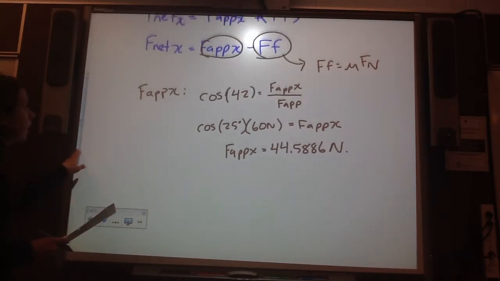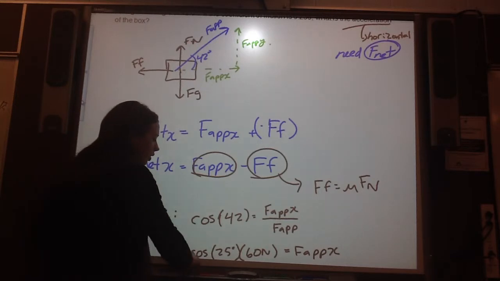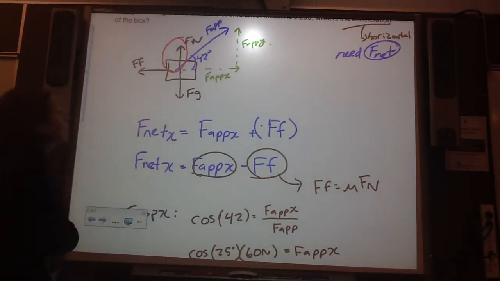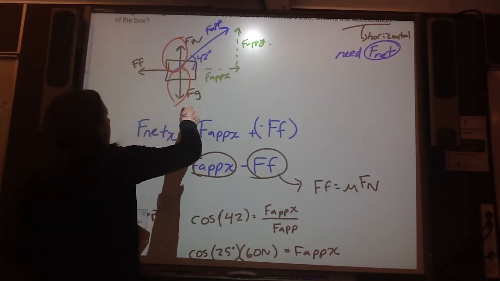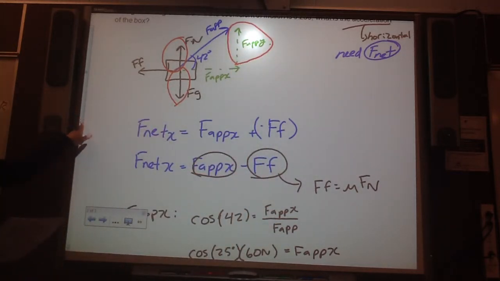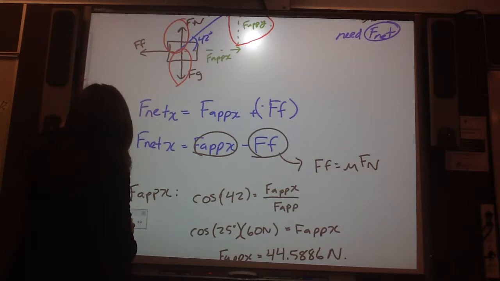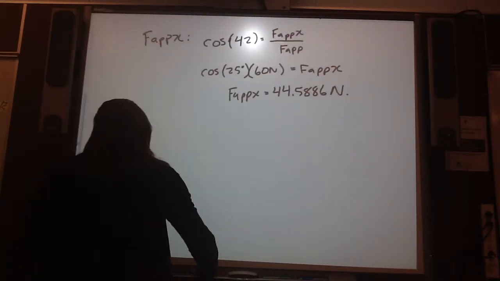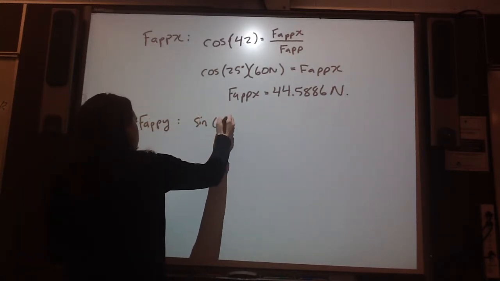So, one thing now, when we're considering our Fn, this is a vertical vector. So we need to take all of our vertical vectors into account. So our Fn, our Fg, and our F at y. So those are all vertical vectors that we need. So we need to find our F at y for this question, since as a part of our free body diagram it is a vertical. Sorry. So our F at y is sine 42.